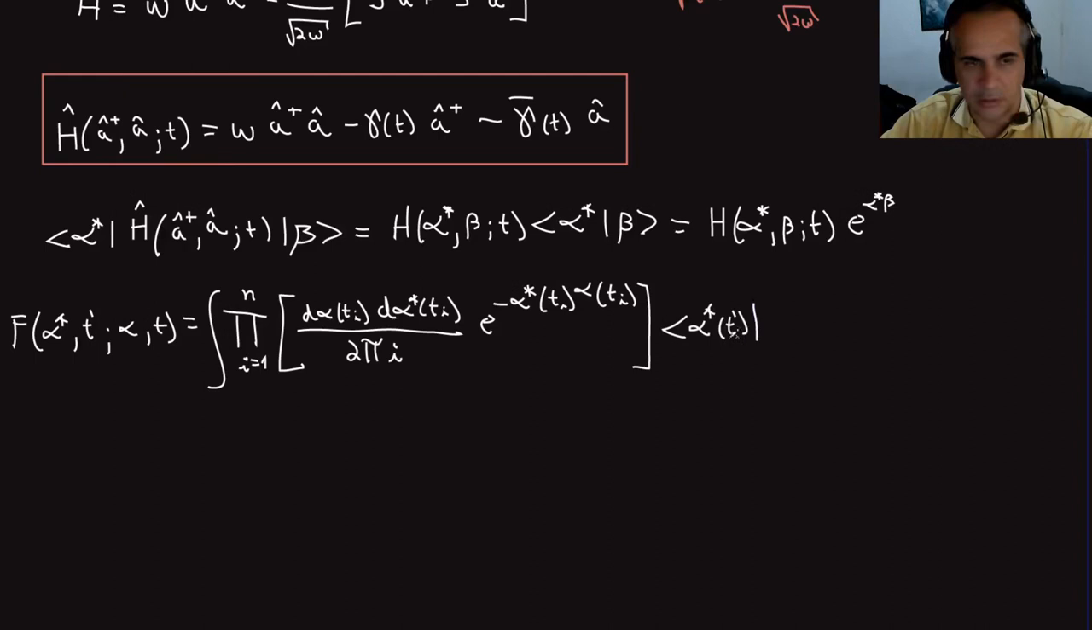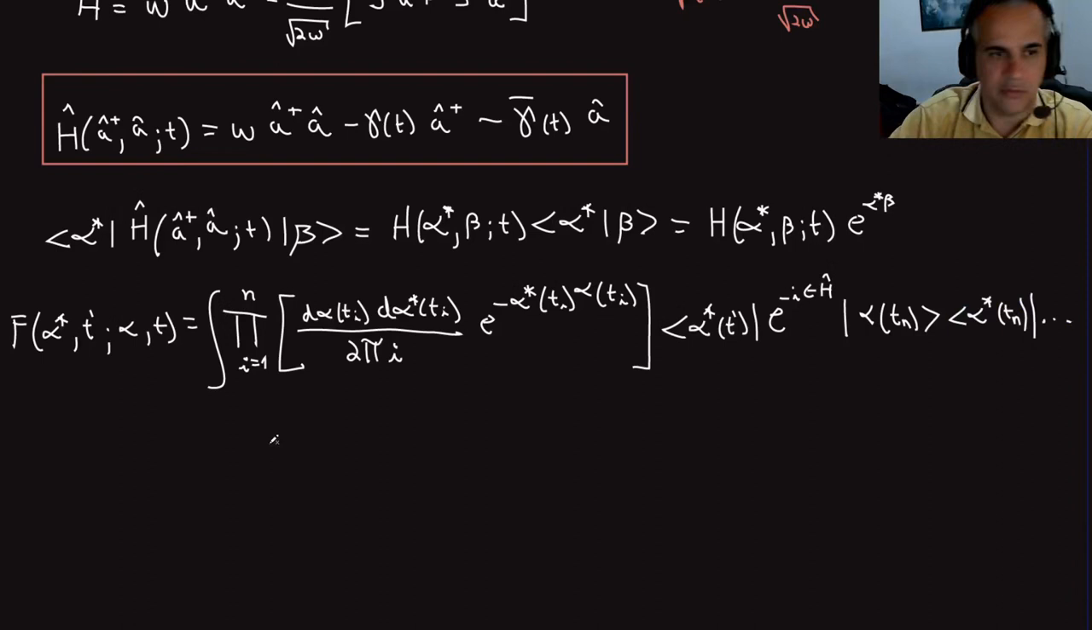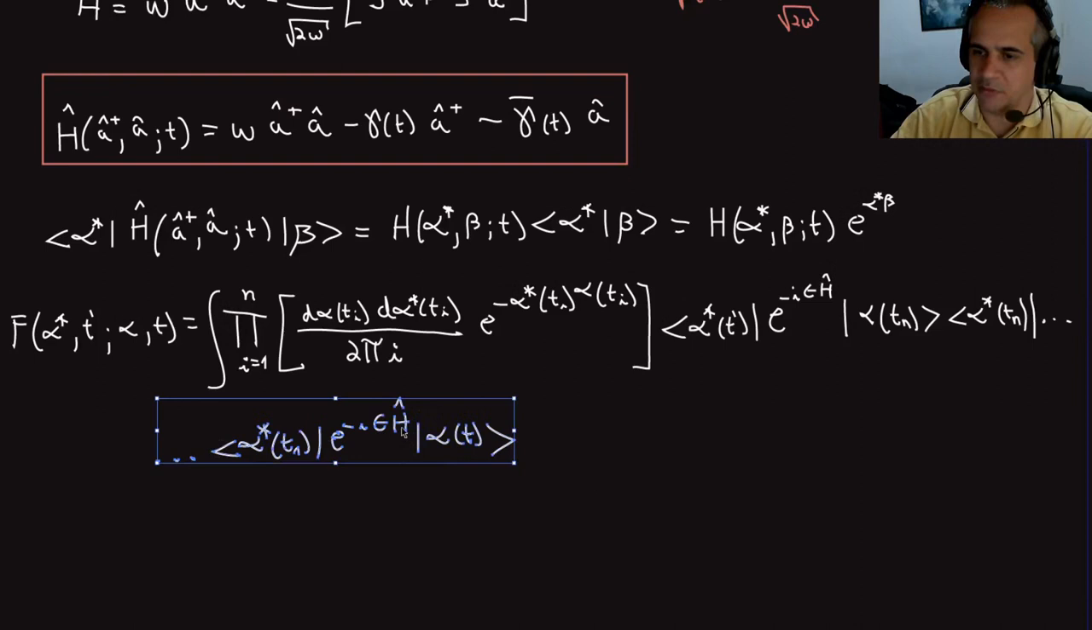I went to the Schrödinger picture here, right? Exponential of minus i epsilon Hamiltonian, alpha of tn. I have n intermediate times inserted, then comes an alpha star of Tn, and it goes on all the way to the alpha star of T1, exponential of minus i epsilon Hamiltonian, alpha of T. Let me put this on the corner here. Looks less ugly.